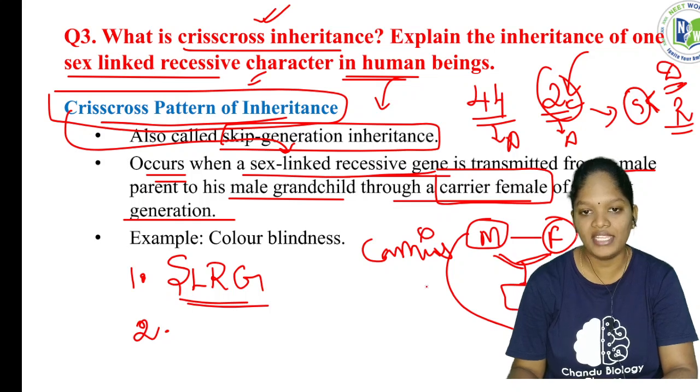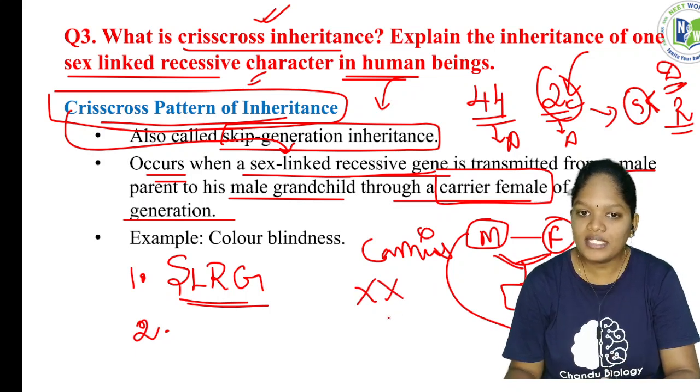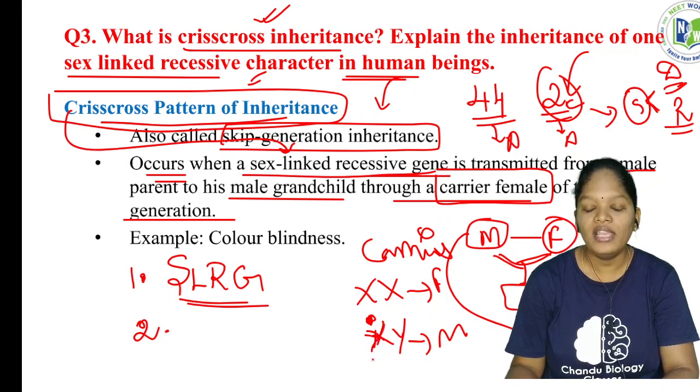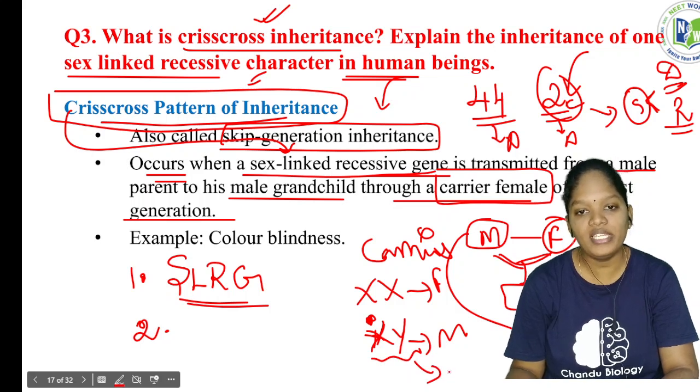Female will be the carrier. Why? Because in X-linked inheritance, we denote the female as XX and the male as XY. Just listen to me very carefully. As it is an X-related disease, if only one X is present in the male and this X is damaged or has the disorder, definitely that disease has to be transmitted to the next generation.